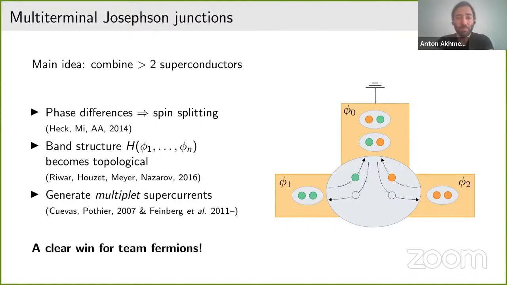So all in all, multi-terminal Josephson junctions are a clear win for Team Fermions, which, once again, as a Fermion guy, I really appreciate. It's nice, and I really love these systems. So now in the next part, I'll need to go into a bit more detail. So let's examine the spin splitting. Bosons don't have spin, so that's a bit out. But let's look at the consequences of the topology in these band structures.